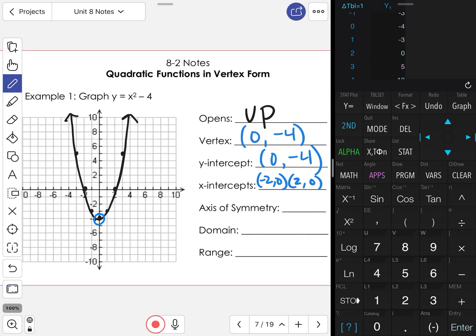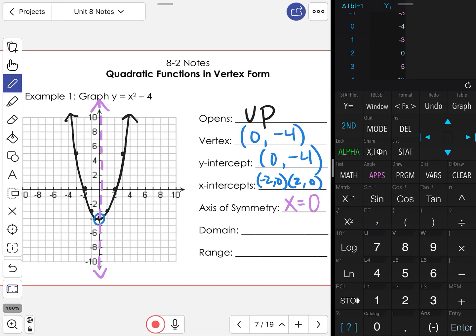Okay, then we need to identify our axis of symmetry. Remember, that was our line that cut straight through our vertex vertically. So our line that cuts straight through is going to be right here in the center of our graph. And if we folded our graph perfectly over that line, it would be perfectly symmetrical. So whenever we write our axis of symmetry, we're going to say x equals, because we have a vertical line, and we crossed through, x equals 0.